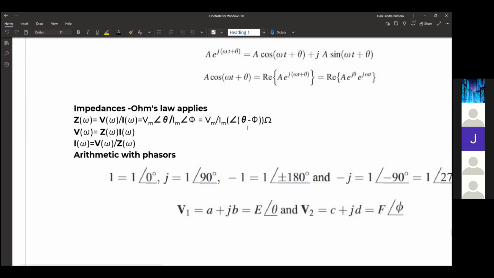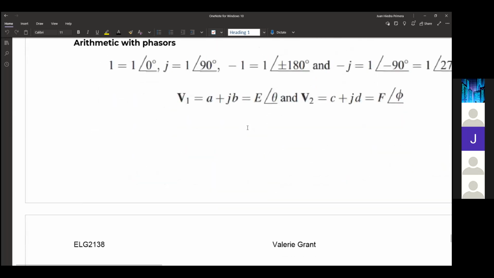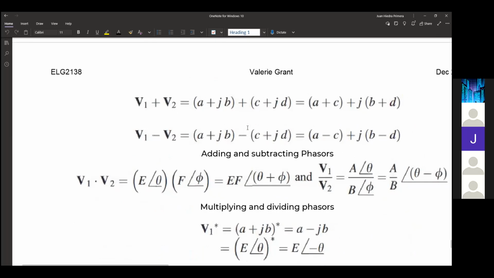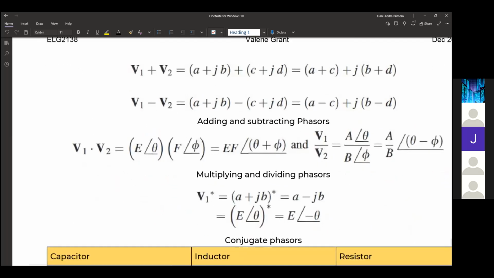Here's a bit of a trick. If your calculator does it for you, put it in complex mode and let it take care of the angles for you. Doing phasors by hand is a pain. So if your calculator does it for you, by all means, take advantage of it. Here we cover adding and subtracting, multiplying and dividing, and the conjugate of a phasor.